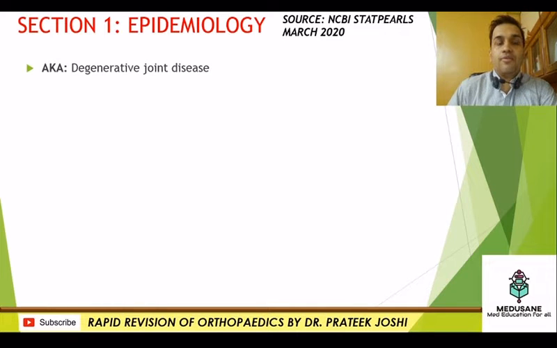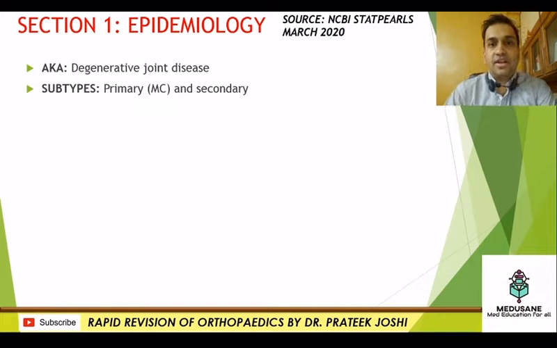First and foremost, osteoarthritis is also known as degenerative joint disease. Secondly, there are two subtypes: primary osteoarthritis, which is not preceded by any sort of trauma or any sort of systemic disorder, and secondary, which is either post-traumatic or post any sort of systemic disorder. The most common overall subtype of osteoarthritis is primary, and amongst secondary osteoarthritis, the most common subtype is post-traumatic.